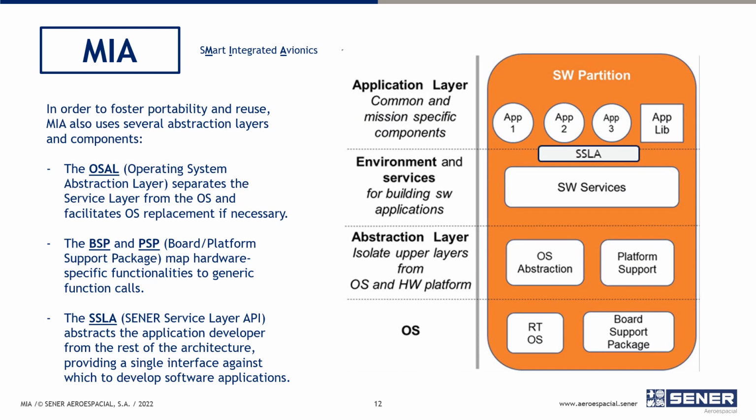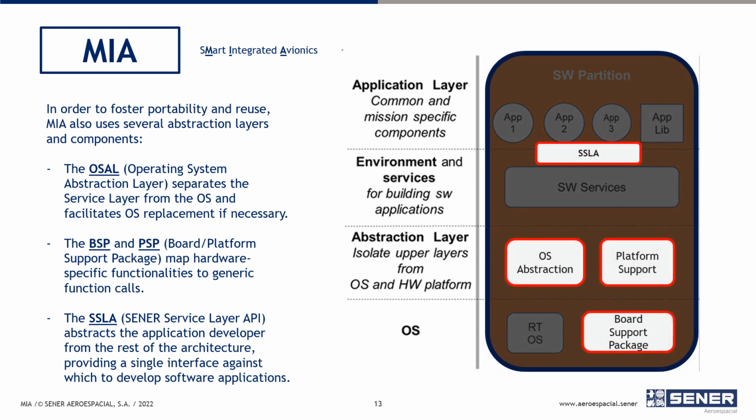In addition, as mentioned previously, to avoid relying on a specific hardware target or a specific operating system or even a specific framework such as the Core Flight System, MIA includes a number of abstraction layers. The operating system abstraction layer separates the services layer from the operating system. The board support packages and the platform support packages abstract the rest of the architecture from the hardware-specific functionality, and the SENER service layer API separates the application layer from the services layer and therefore from the rest of the architecture, from all the bottom layers.